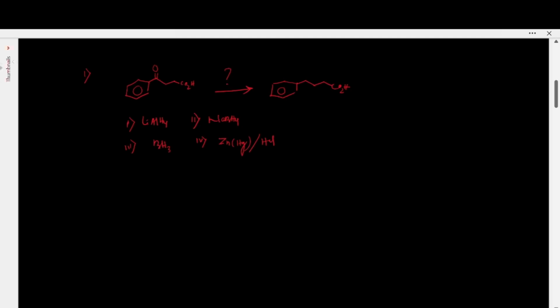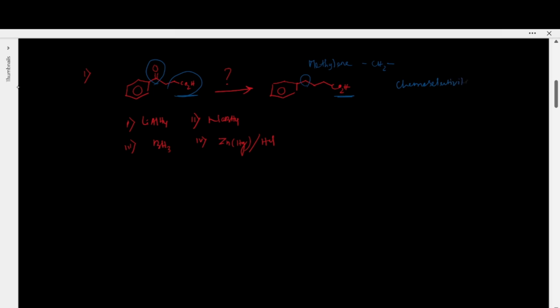The question was asked like this: the substrate given contains a ketone group and an acid group, and they converted the ketone to a methylene unit. This is called a methylene unit, that means CH2, and the acid remains as such. So which reagent are you going to use for a selective reduction? That term is known as chemoselectivity.